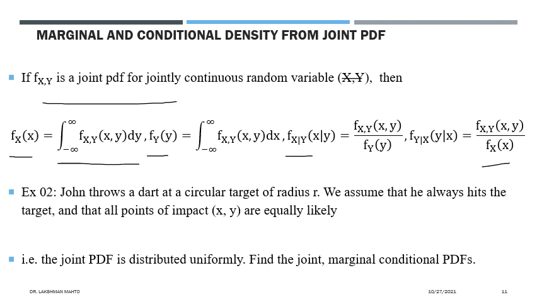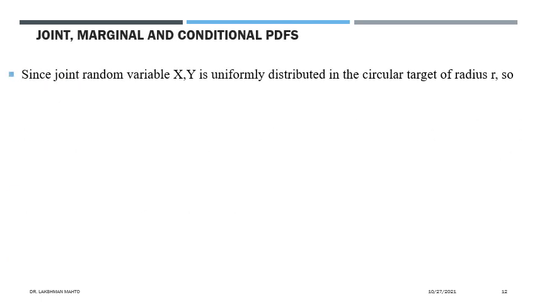Because of the equally likely situation, we say that the joint PDF is distributed uniformly, constant throughout the circular region. Then we have to find the joint PDF first, then the marginal PDF, and then the conditional PDF. Three questions are coming here. This is the simplest question among the several I had taken. So first we need to find the joint PDF.